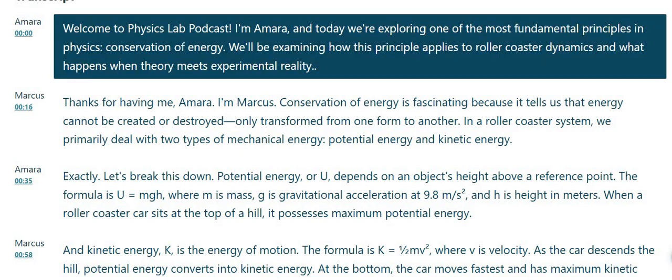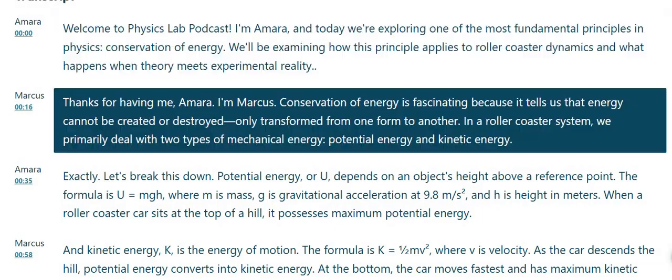I'm Amara, and today we're exploring one of the most fundamental principles in physics, conservation of energy. We'll be examining how this principle applies to roller coaster dynamics and what happens when theory meets experimental reality.